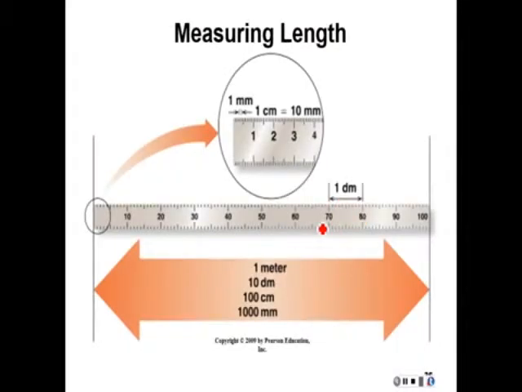Measuring length, we use a meter as our basic unit for measuring. 1 meter then is 10 decimeters. That's the length of a decimeter. 1 meter is also 100 centimeters. And 1 meter is also 1,000 millimeters. So just like a meter is equal to all of these 3, all these 4 are equal to each other. So 10 decimeters equals 100 centimeters, or 100 centimeters equals 1,000 millimeters.